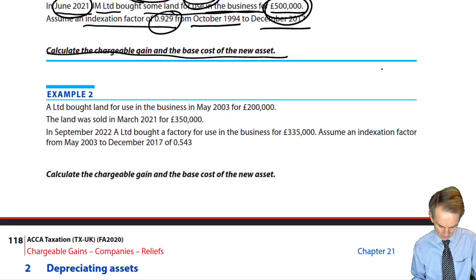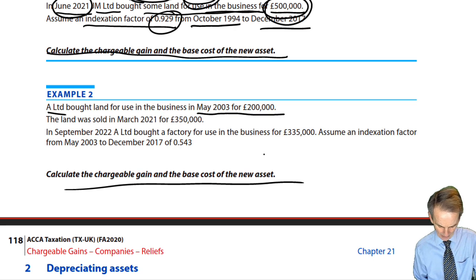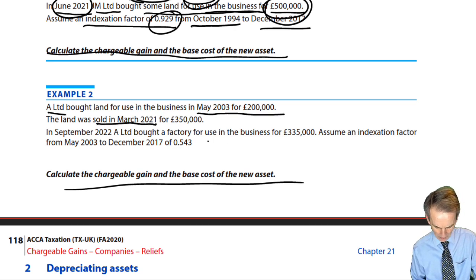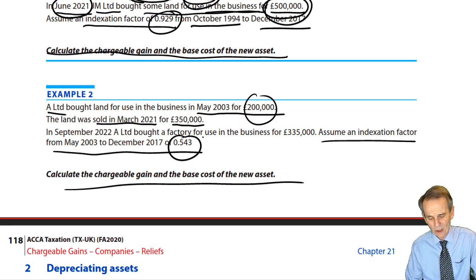In example 2, we're again computing the chargeable gain and the base cost of the new asset. We're told A Limited originally bought land for use within the business in May 2003 for £200,000. Sold in March 2021 for £350,000. Yes, a gain will arise, a gain of course that will then be subject to indexation allowance, and there's the indexation factor from May 03 to December 17. We know what the cost is, we know what the indexation factor is. Again, it should be very, very quick and easy calculation of that gain.